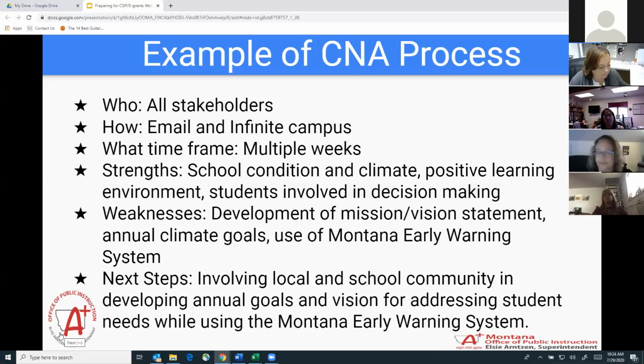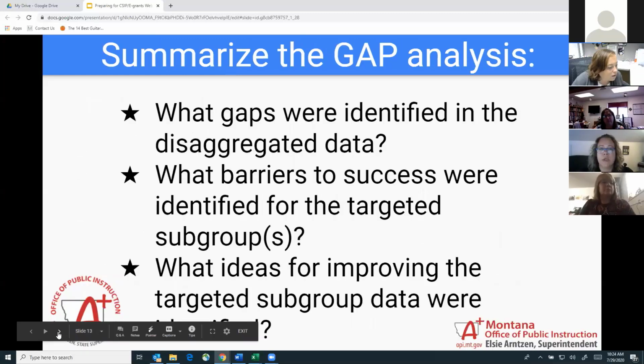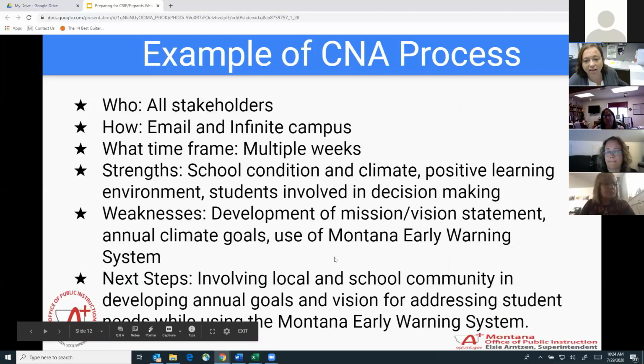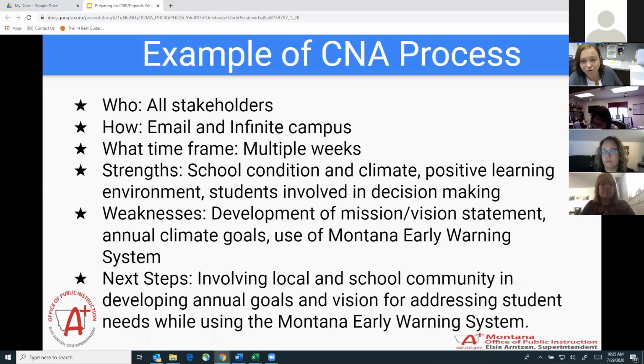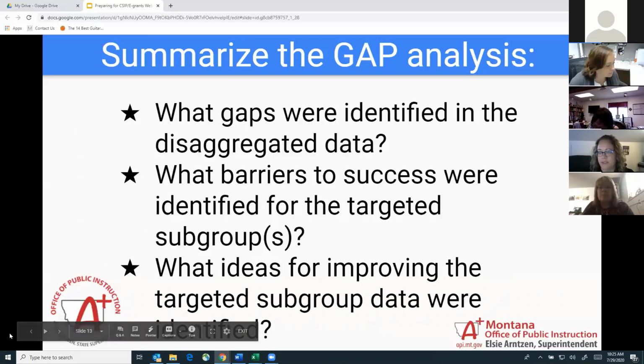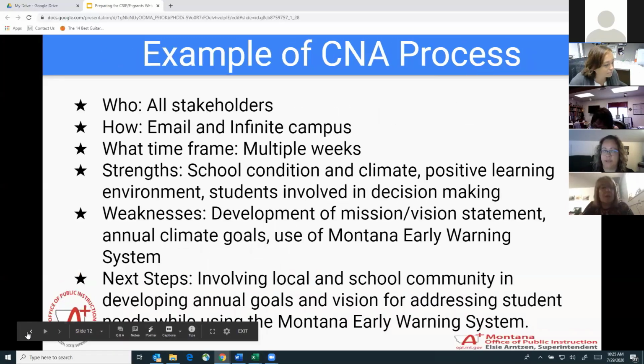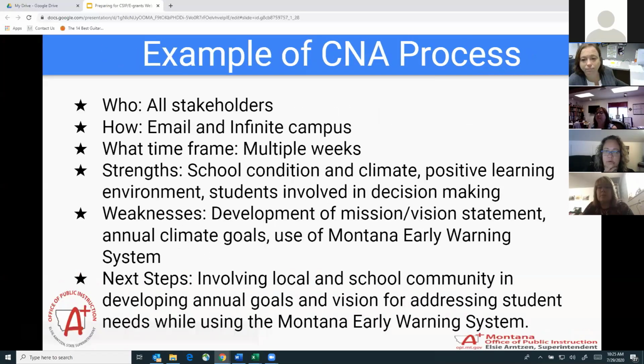So what I wanted to say was then on the CNA, I think all of you probably could go back, or you already have your strengths and your areas of growth, and it's just a matter of compiling that information so that you're ready to drop it into eGrants. Right. And what's on the slide that says explain the CNA process is the exact questions.